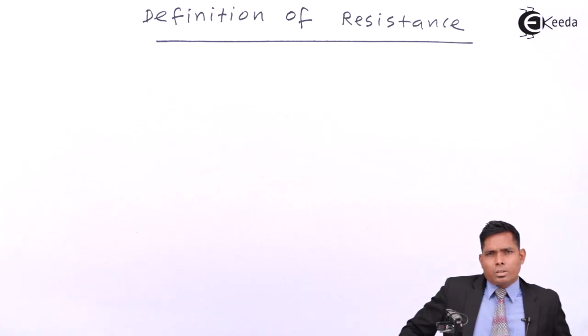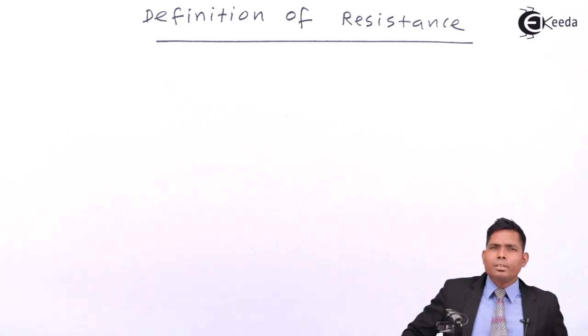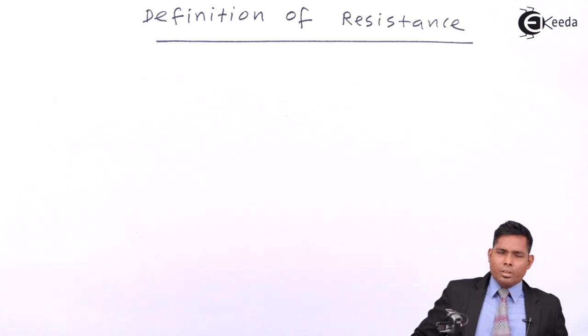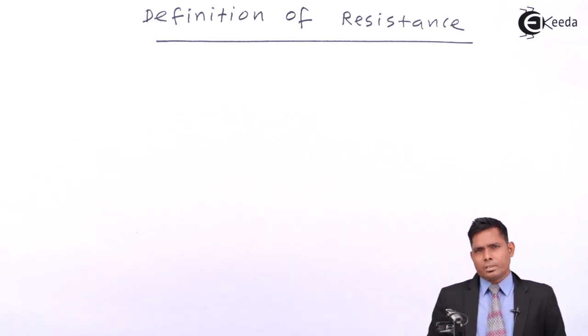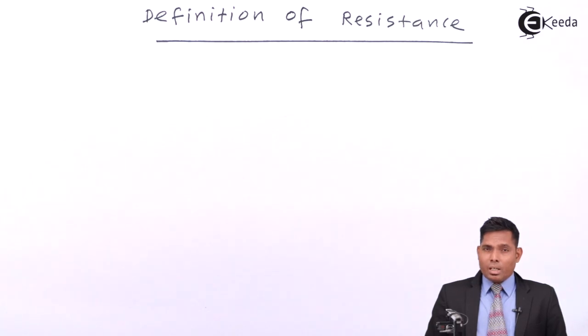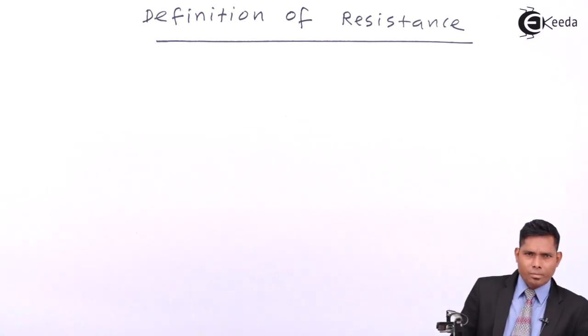Now the charges will flow through the conductor whenever there is a potential difference across the conductor. That means to flow the charge in a conductor, the conductor must have or develop a property that is called potential difference. If there is no potential difference across the ends of the conductor, then current will not flow, the charge will not move.